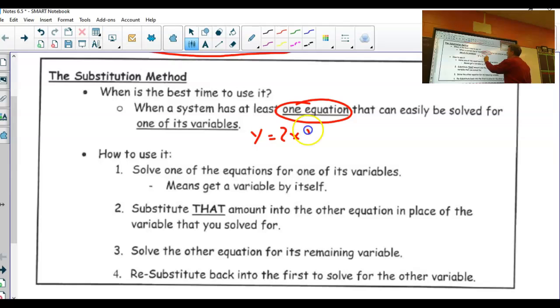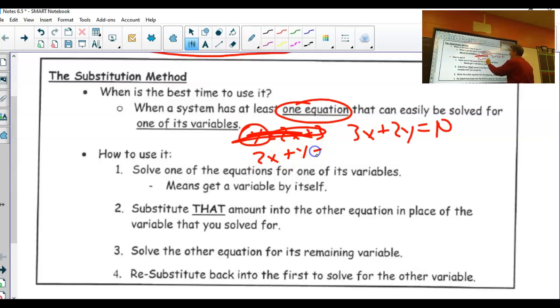Like if I had y equals 2x plus 3 and 3x plus 2y equals 10, this would be a good substitution problem because the variable is by itself. But even if you just had an equation like 2x plus y equals 3, where it's easy to get the variable by itself because it doesn't have a coefficient, or it has a coefficient of 1, that's a good time also. All right, so that's when you use the substitution method, primarily when a variable is already by itself, I think. And here's how you use it.